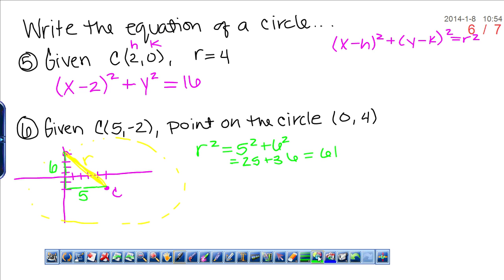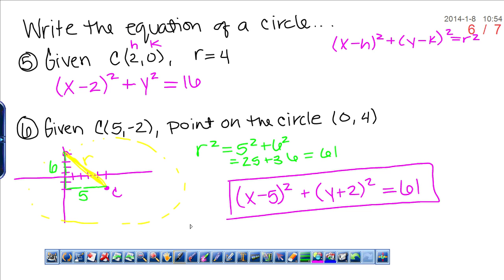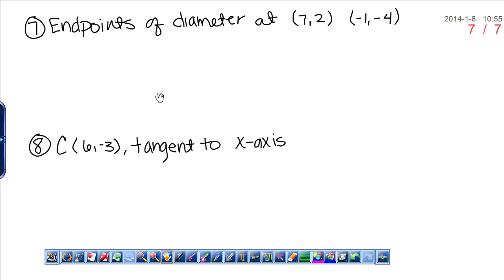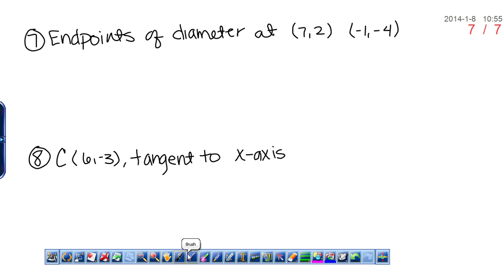So now I can go ahead and just write my equation. What would it be? X minus 5 squared plus y plus 2 squared is equal to what? 61. Questions on that one? Okay? All right, look at number 7. Write the equation of a circle that has endpoints of its diameter at 7, 2, and -1, -4.